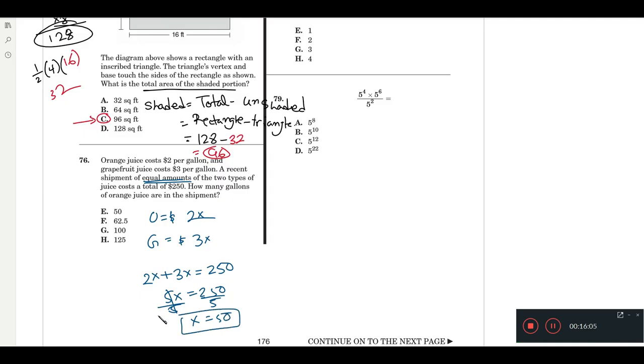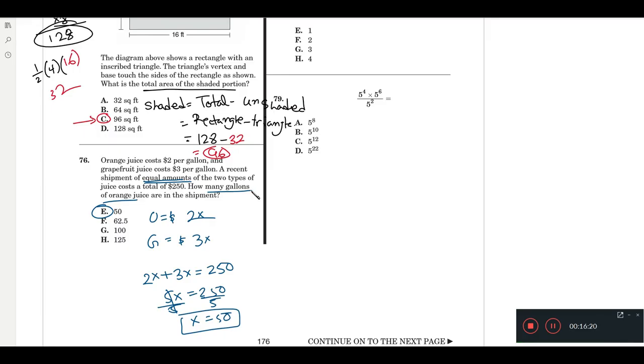So I think that's what they want. How many gallons of orange juice are in the shipment? 50. They want the amount of gallons. Don't you do 50 times 2? No, because they wanted just the gallons for the oranges. They didn't want the price.